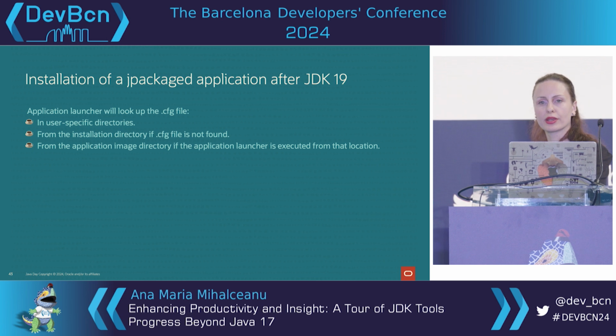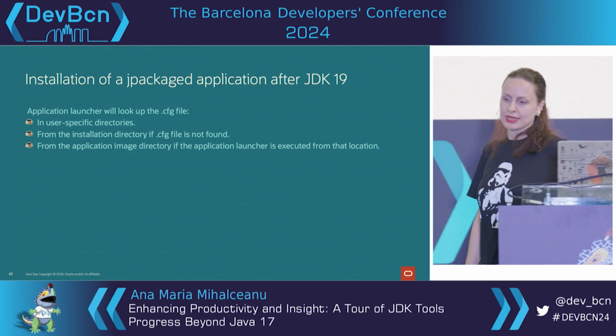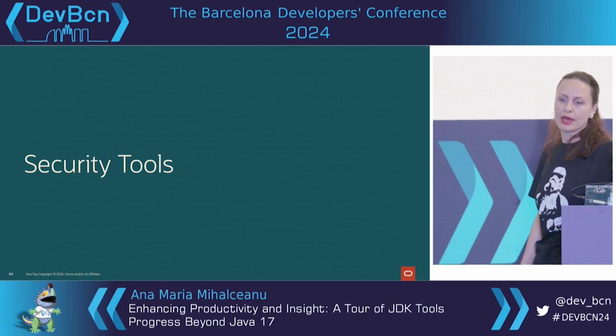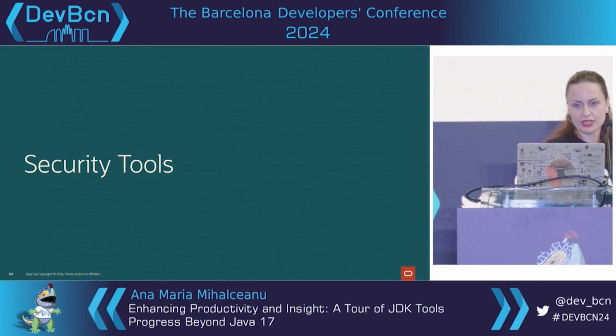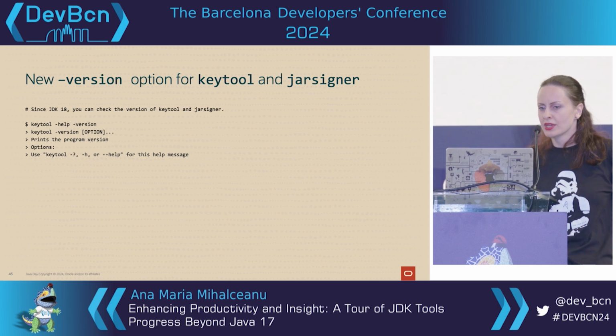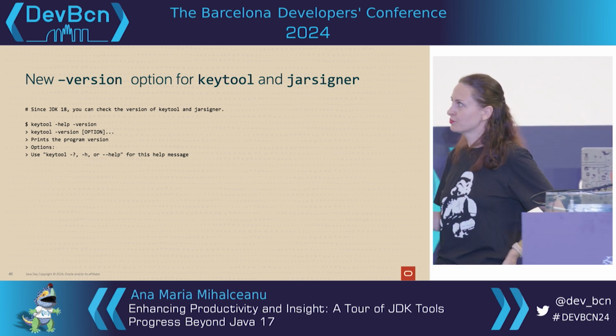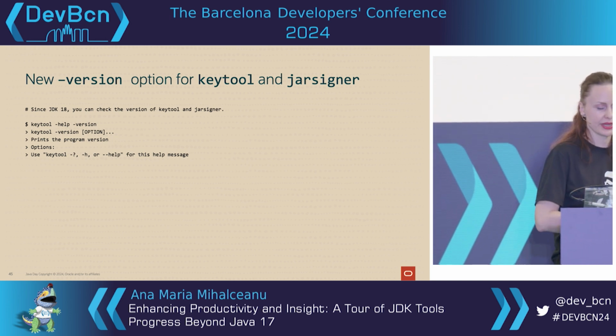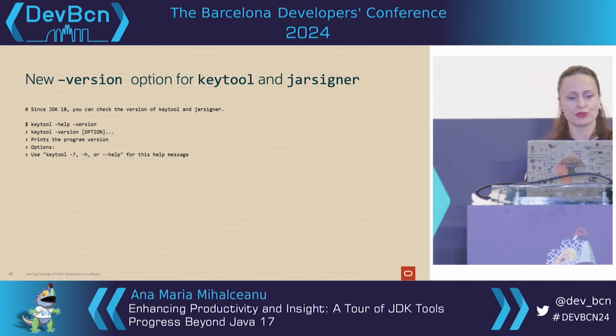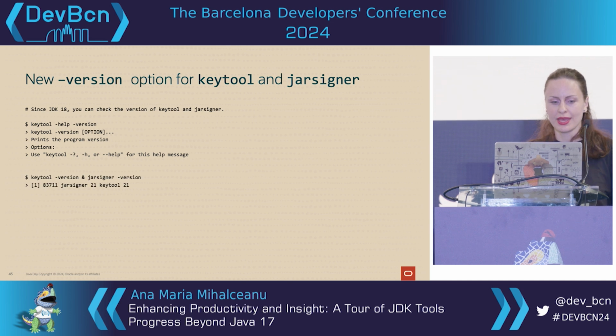So that's like more a hierarchical way of launching after JDK 19. Let's quickly go over what happened after in JDK 17 with security tools. There is a new version option for keytool and jarsigner. So you can now use keytool -version to find out for which JDK you are running those.